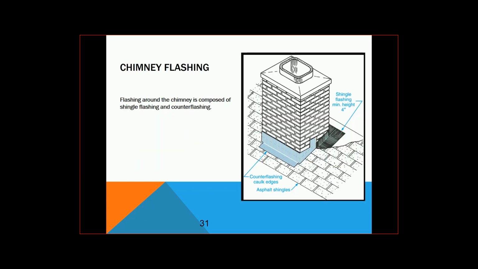Chimney flashing. If you're going to have a chimney, you have to flash around it. What you don't want is water coming in between the materials. So again, you have single flashing and counter flashing. You can look at the diagram here and it will show you what that means.